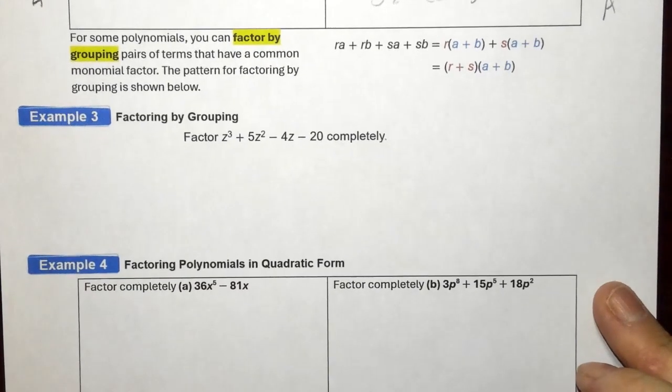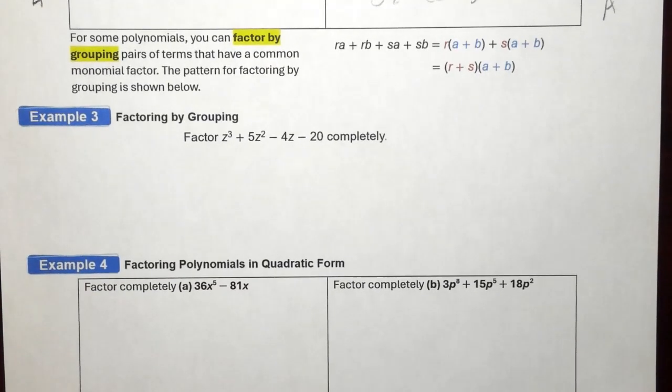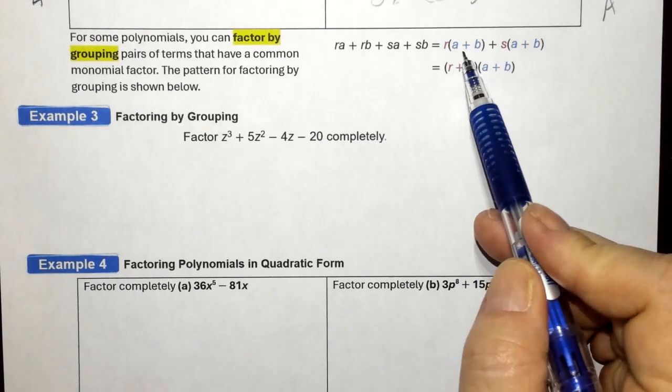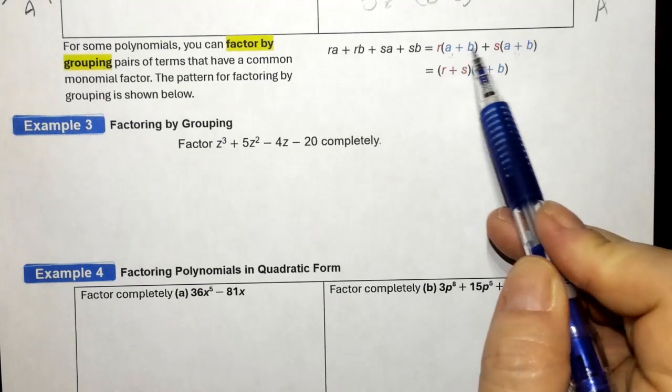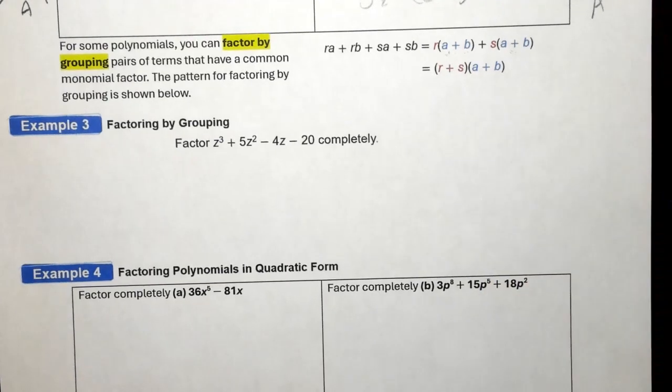All right, for some polynomials, you can factor by grouping. So we've actually practiced this a little bit in chapter 3, and you did do this in Algebra 1. So we're going to kind of revisit it. Right here is the pattern, though. Remember, what's inside these parentheses has to be the same.